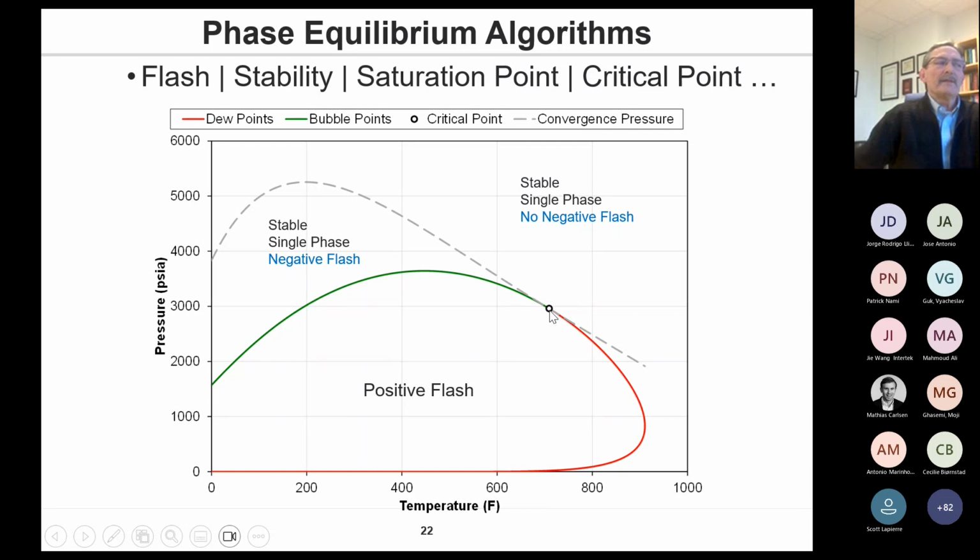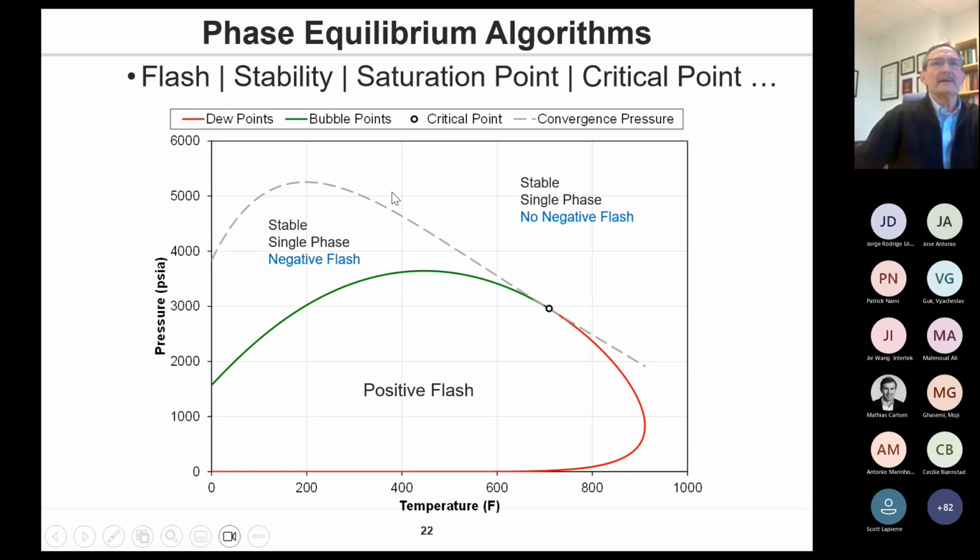There, the calculations are more complicated. The so-called K values approach 1 for all components, but in a very nonlinear manner. So the isothermal flash calculations just around the critical point are usually slower, more complicated, and more difficult to get guaranteed convergence.